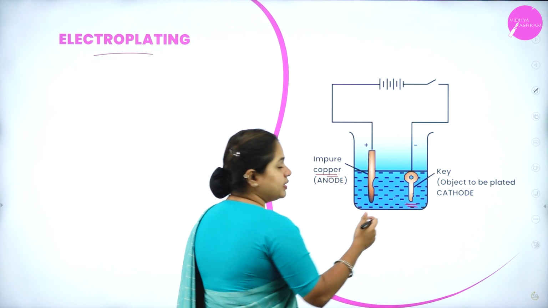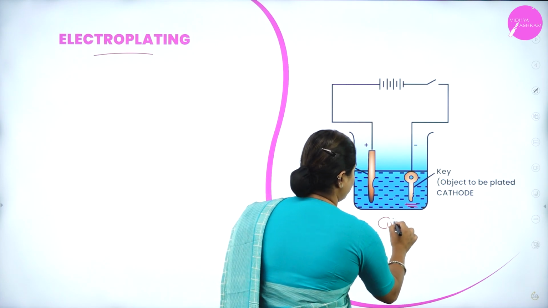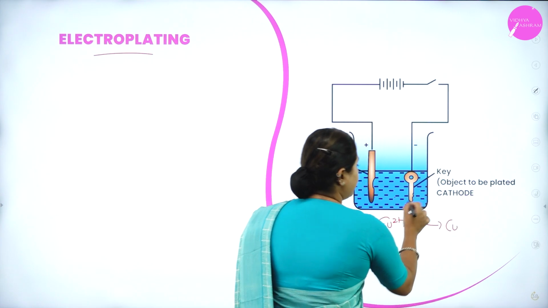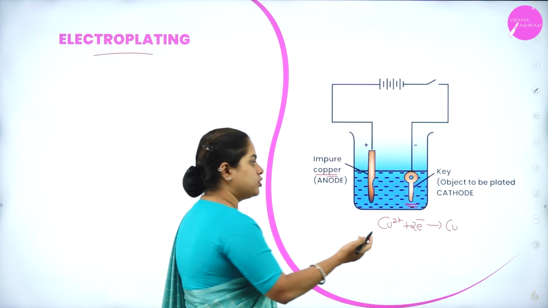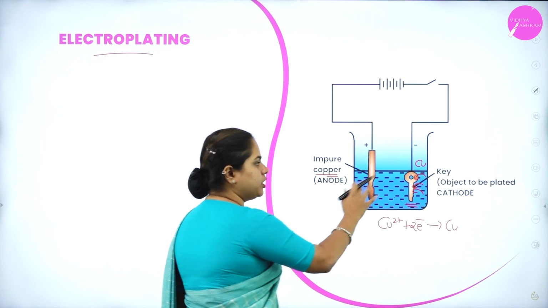In the solution, the Cu2+ ions will be there, right? It's a copper sulfate solution. Cu2+ ions will be there. It accepts electrons and forms copper. And what will happen? The copper gets deposited on the key. Right, copper will get deposited on the key.